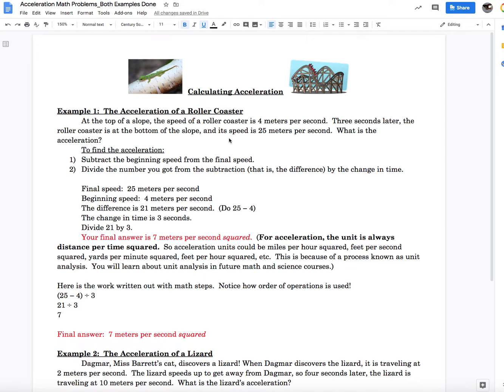What is the acceleration? To find the acceleration, you subtract the beginning speed from the final speed, and then you divide the number you got from the subtraction, that is the difference, by the change in time.